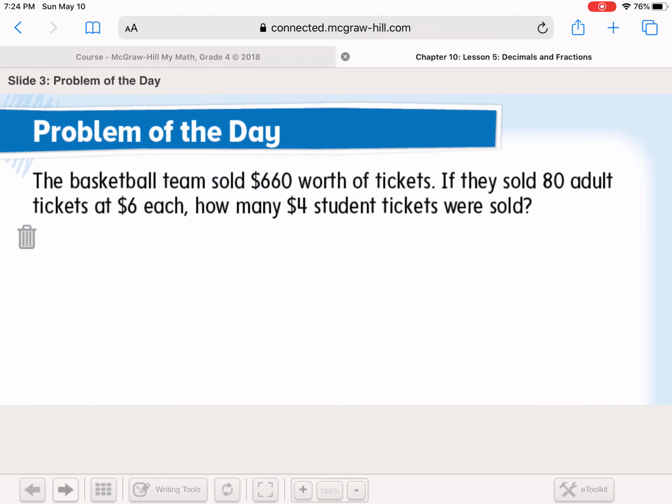The basketball team sold $660 worth of tickets. If they sold 80 adult tickets at $6 each, how many $4 tickets were sold? I'll give you guys a second to do this.